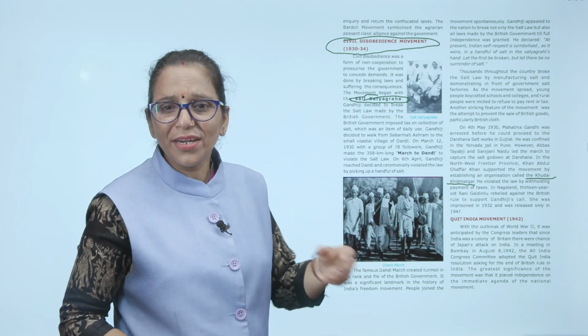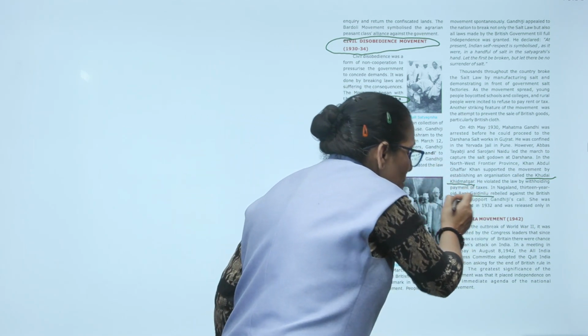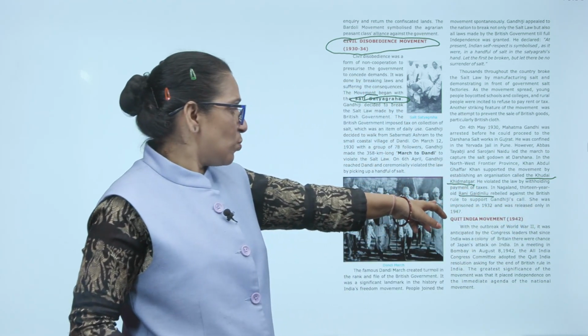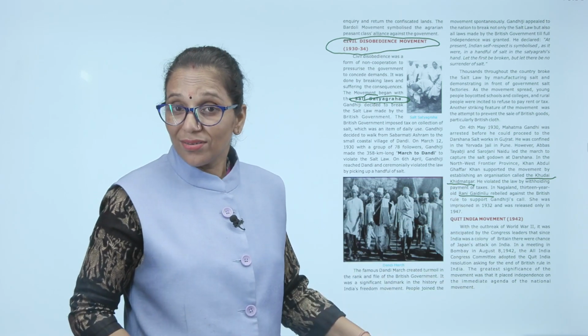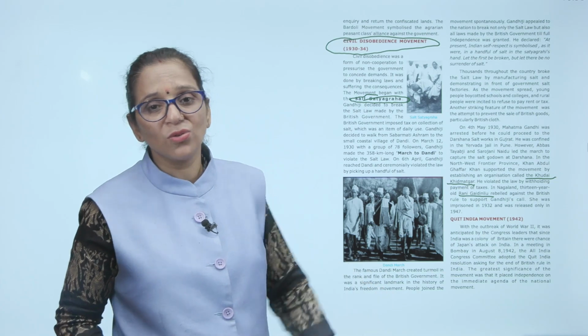In Nagaland also, 13-year-old Rani Gaidinliu rebelled against the British rule to support Gandhiji's call. 13-year-old only. And she was imprisoned in 1932 and was released only in 1947.